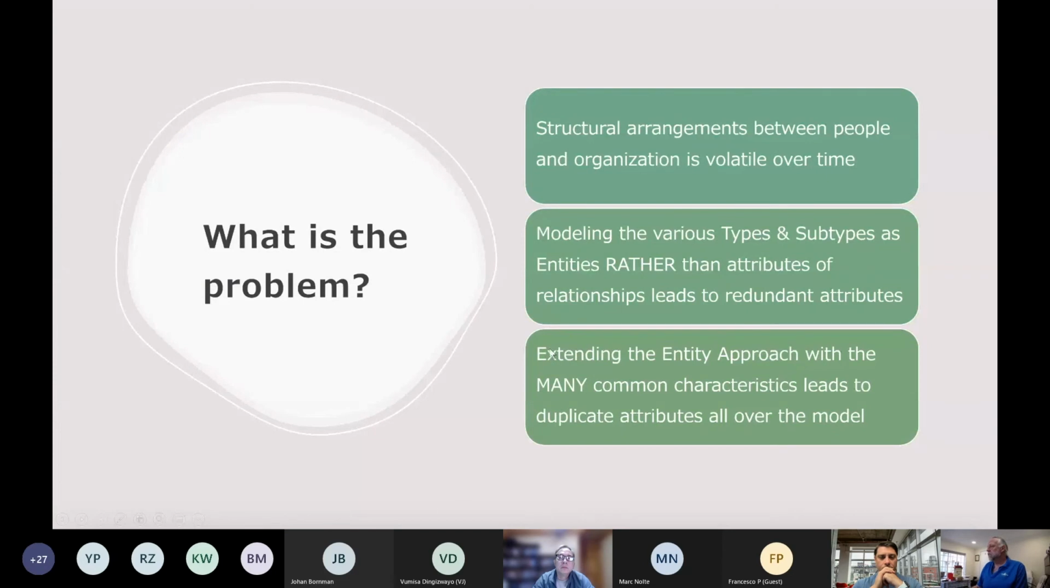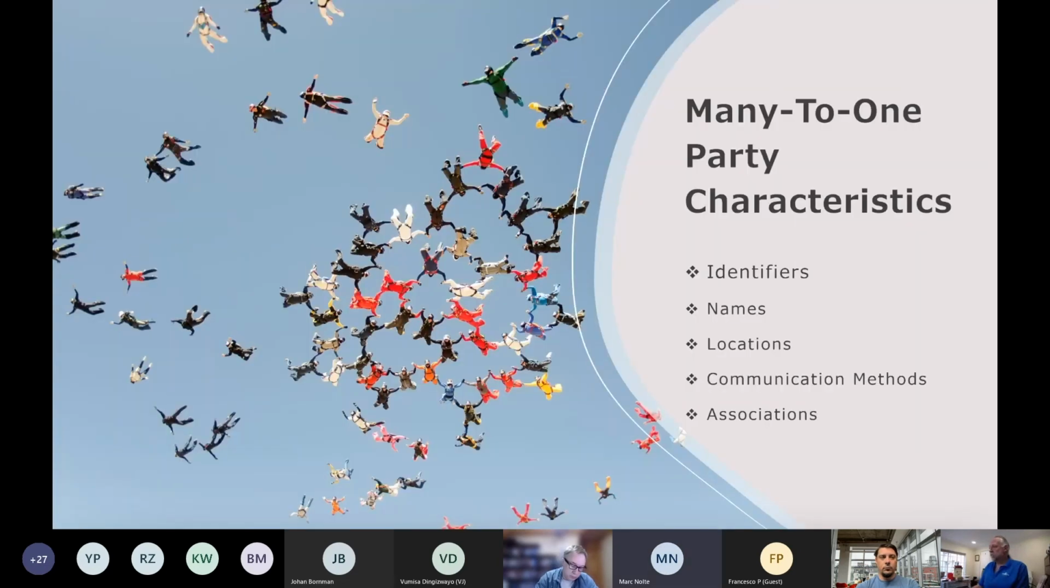Okay, and then extending the entity approach with many common characteristics leads to duplicate attributes all over the model. So we constantly find new information that we need to store about the party, and if there's only one party entity, then we keep on shoving more and more attributes into that entity, which makes it unusable and difficult to maintain. Especially if we want to retire some or change some or group some, that's a difficult scenario to work with.